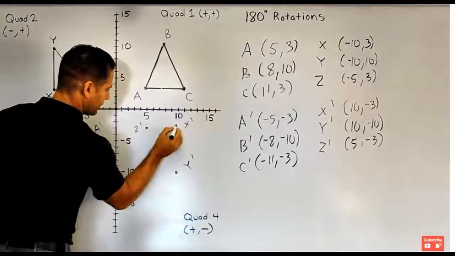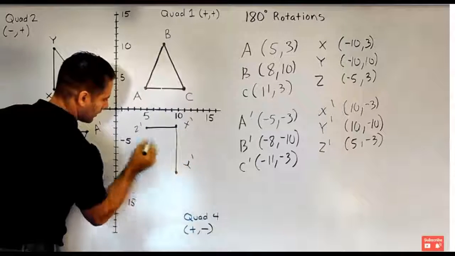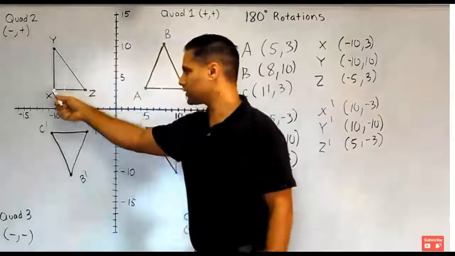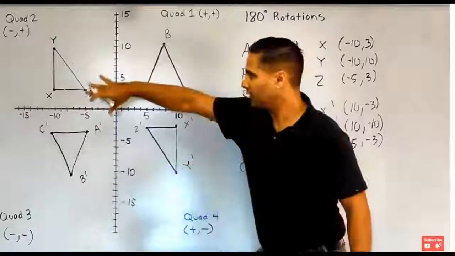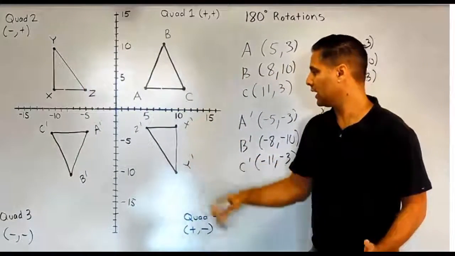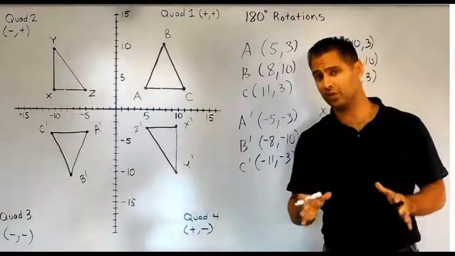Now let's connect our points. So this is the original location of XYZ, and this is a 180 degree rotation about the origin. And that's all you really have to do in rotating objects around the coordinate plane 180 degrees.